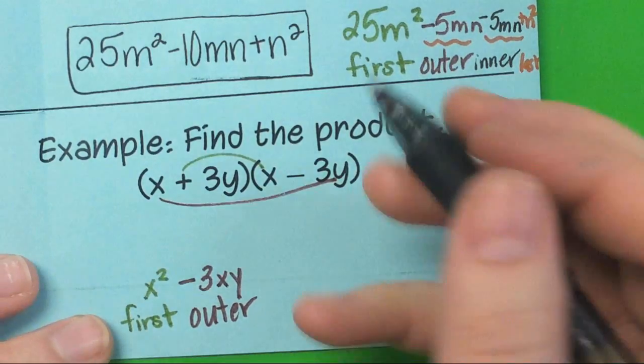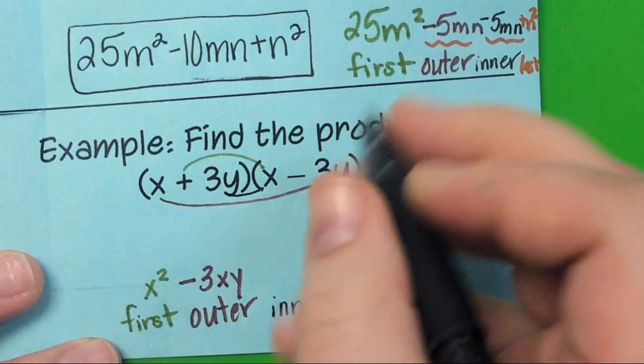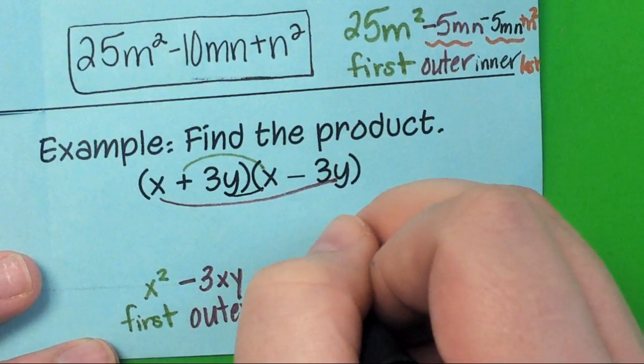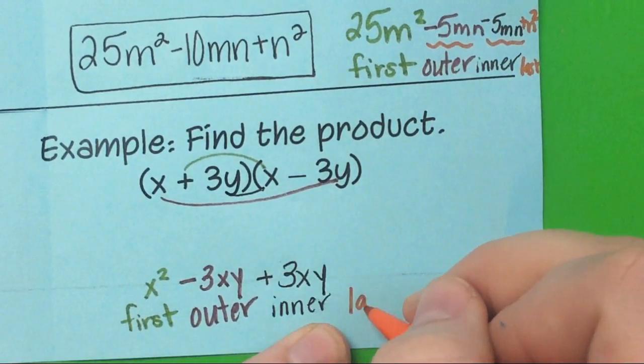And then what's going to be my inner? 3y. Okay, again, I'm going to be an alphabet person and make that 3xy. I got 3yx, 3xy, same thing. I can't help it. And then for the last, what am I gonna get?